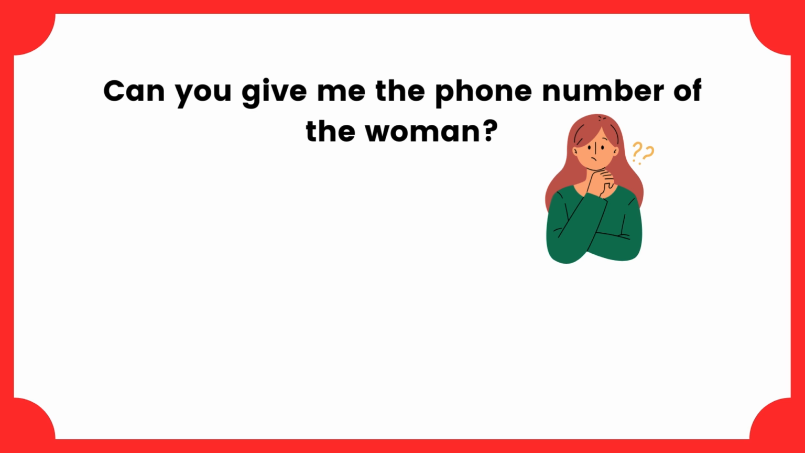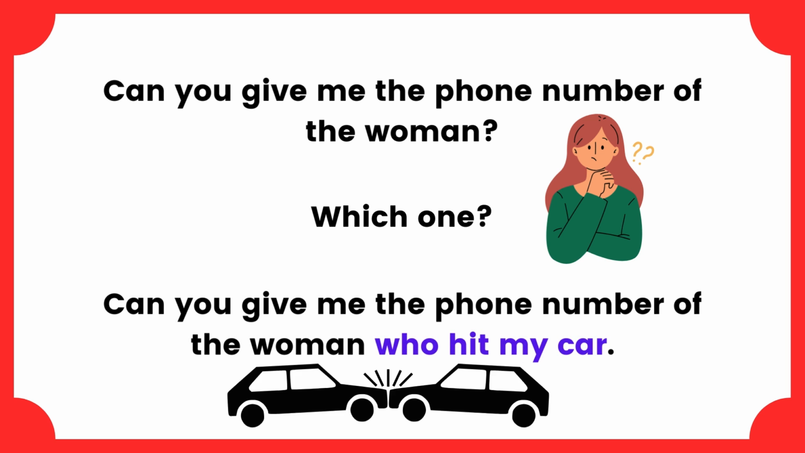Let's look at this example. "Can you give me the phone number of the woman?" If we say which one or which woman, "Can you give me the phone number of the woman who hit my car?" "Who hit my car" is a relative clause and is giving us vital information about the woman whose phone number we are looking for.